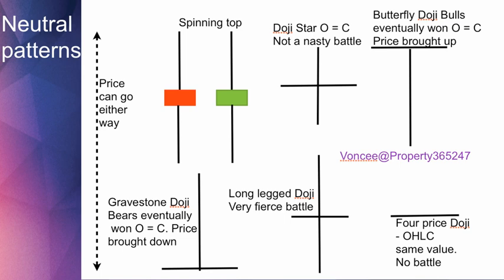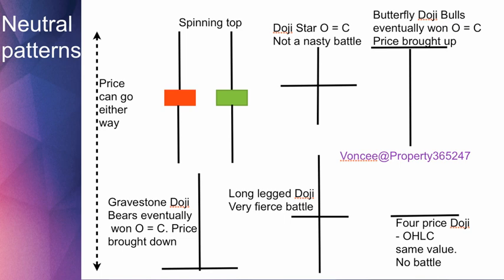So neutral patterns. I talked about continuation patterns. I talked about reversal patterns. So now I'm going to talk about neutral patterns. With the neutral patterns, as you can see, price can go either way. It can go up, it can go down.